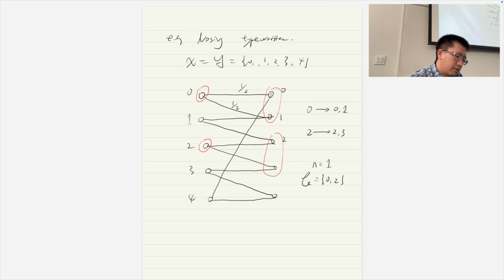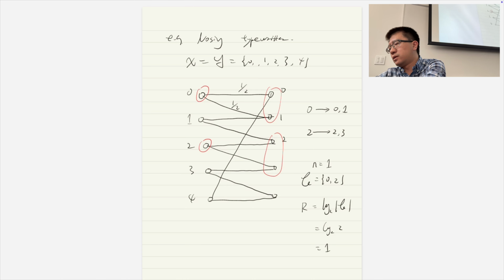And then what is our rate here? Remember, rate is log of M, the size of our codebook, times 1 over n, of course. But n is 1, so basically this is log 2, that's it, 1 bit. So we can transmit 1 bit, which is not surprising, because every time we have only 2 symbols here, either 0 or 2. Any questions? So those are the zero error codes, okay?